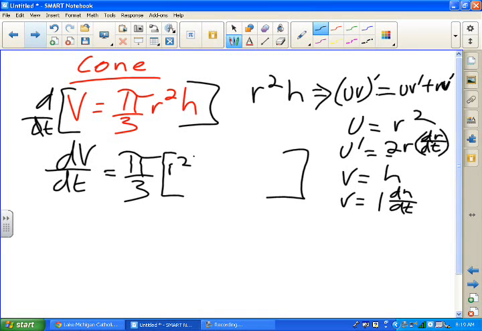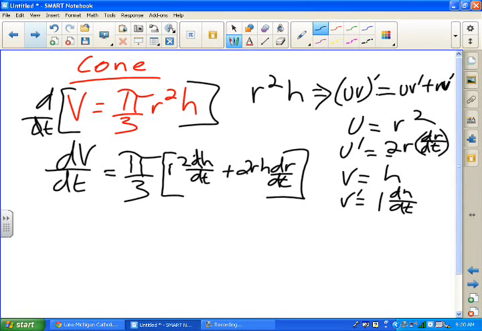So now we plug and chug. I've got r squared dh/dt plus 2r times h, and then I'm going to tack that dr/dt on the back end. And so that's our equation that relates the volume of a cone.